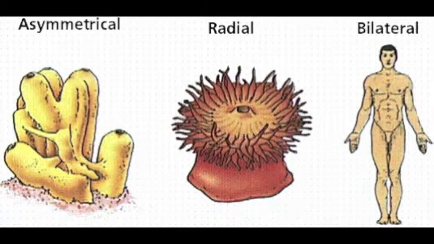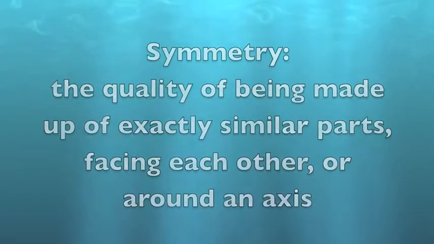Hello and welcome to this lesson on symmetry. Today we're going to learn three types of symmetry: bilateral, radial, and asymmetry. But first, let's go over the definition.